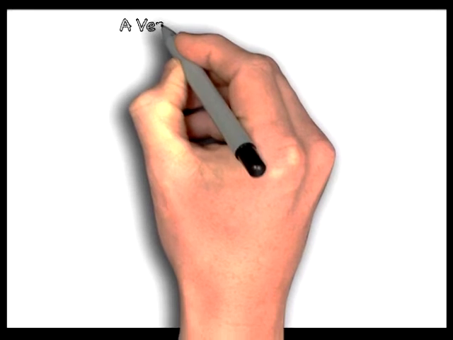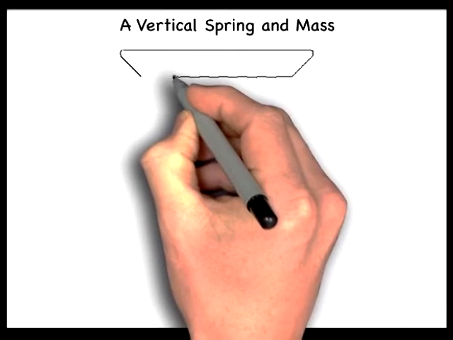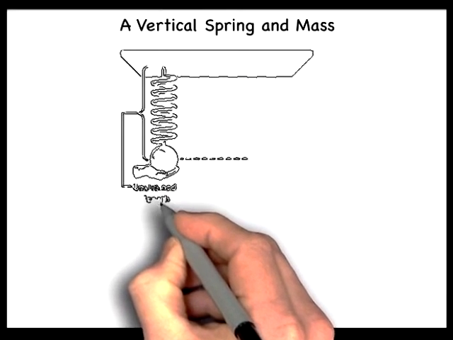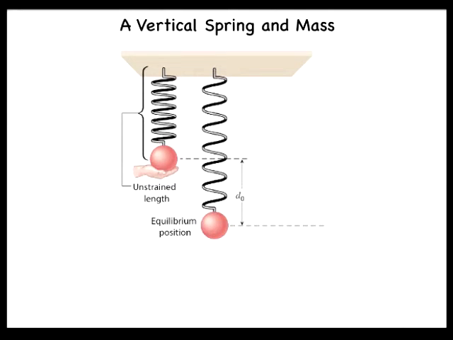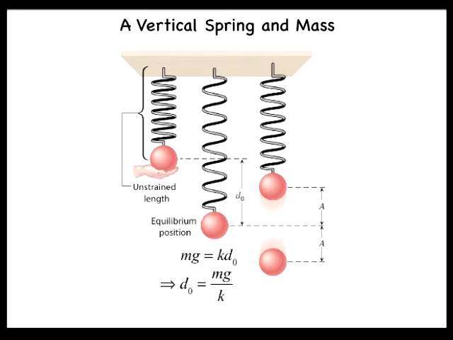Now consider the case of a mass hanging from a vertical spring. Without the mass, the spring has some unstrained length. When the mass is suspended from the spring and is slowly lowered, it becomes stationary at a new position called the equilibrium position. At this point, the weight of the mass equals the restoring force of the spring, or mg equals k times d0. The new equilibrium position is therefore d0 equals mg divided by k. If the spring is now displaced from its new equilibrium position and released, it will undergo simple harmonic motion.